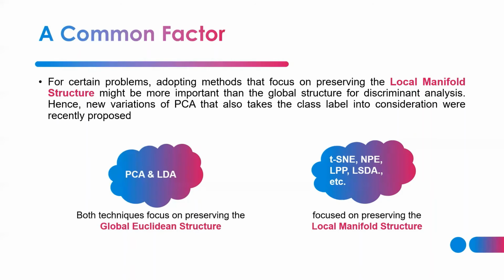So for certain problems, adopting methods that focus on preserving the local manifold structure might be more important than the global structure for discriminant analysis or even PCA. So new variations of PCA and LDA are nowadays available, but I just wanted to bring the basic concept of PCA and LDA. New variations of PCA also take the class label into consideration. These were recently proposed.